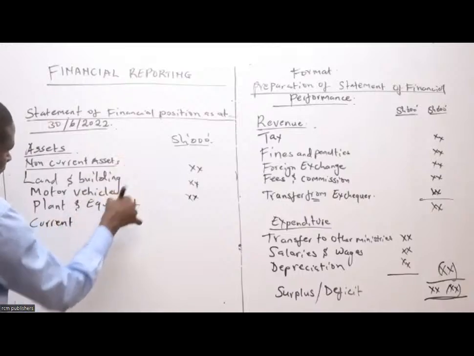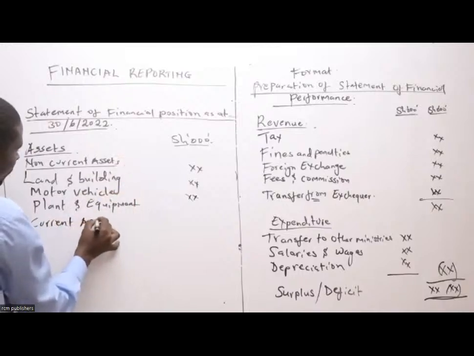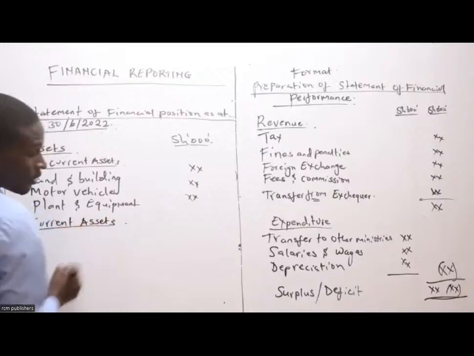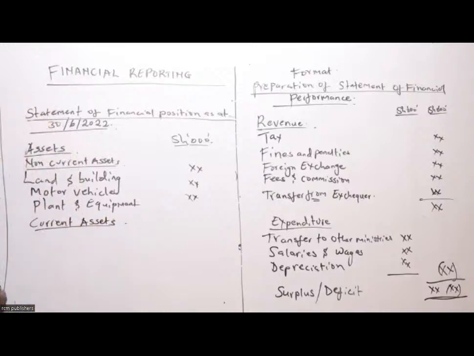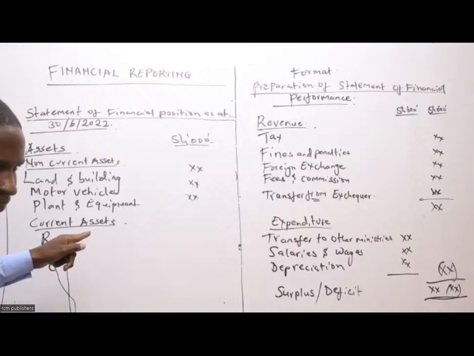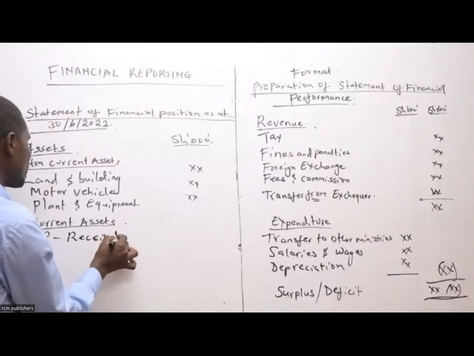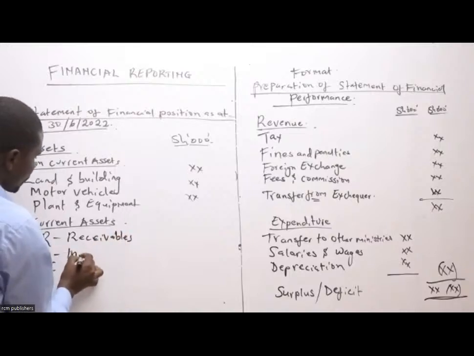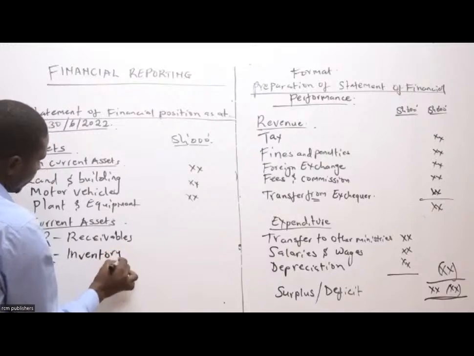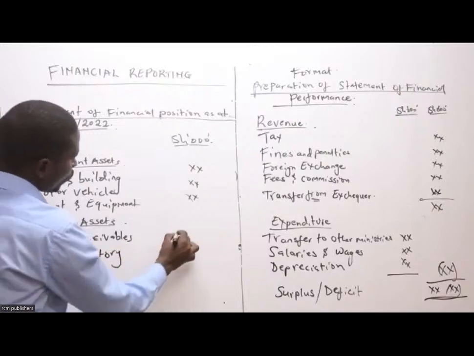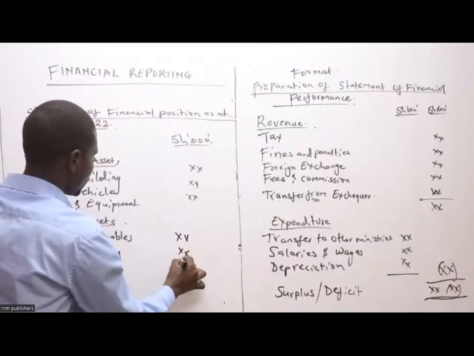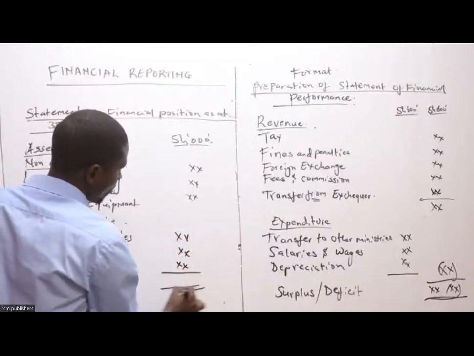Unaona sasa hakuna tofauti hapa. Current assets. Always use the abbreviation RIC, I'll stand for. Thank you. Receivables, inventory, cash. And then you put them here. Then you get the total assets.